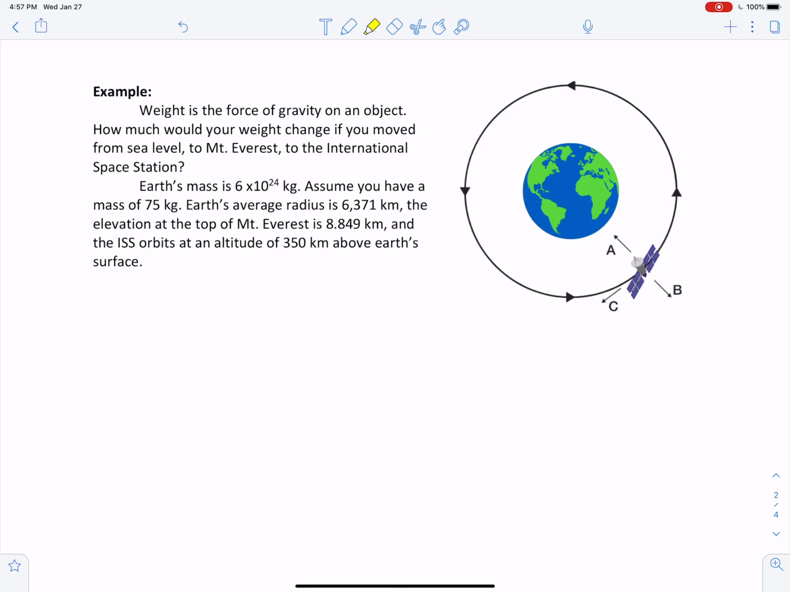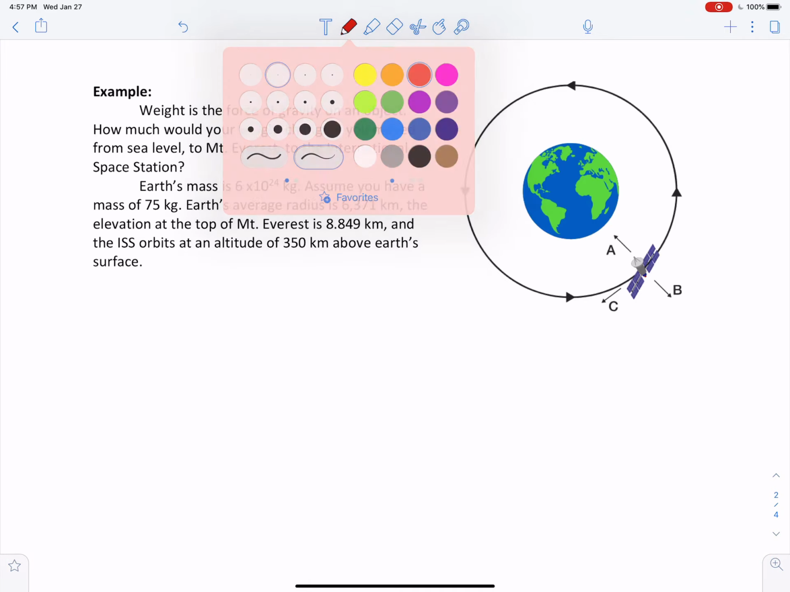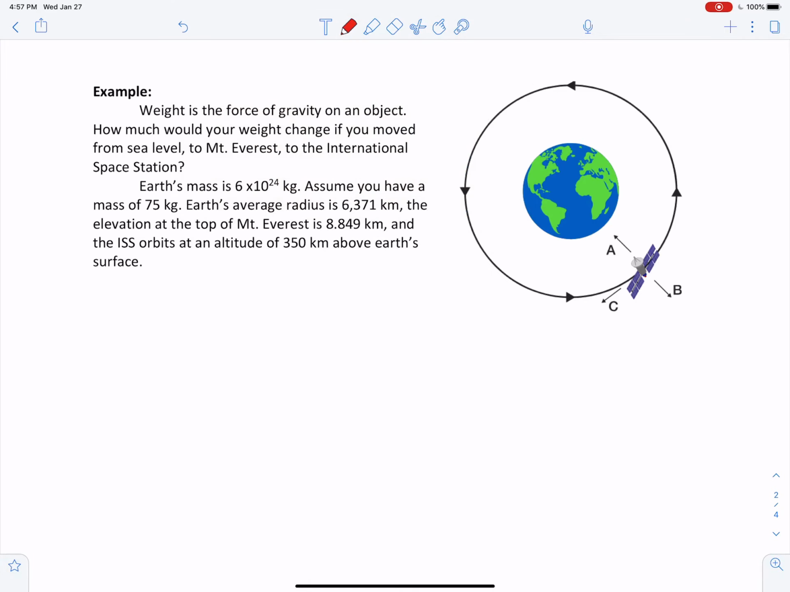Okay, so let's write out some of those facts to help us make sense of this a little bit. So first of all, we're told that Earth's average radius is 6,371 kilometers. So I'm going to call that the radius of Earth. It's 6.371 times 10 to the 6th meters. So I'm converting that to meters.